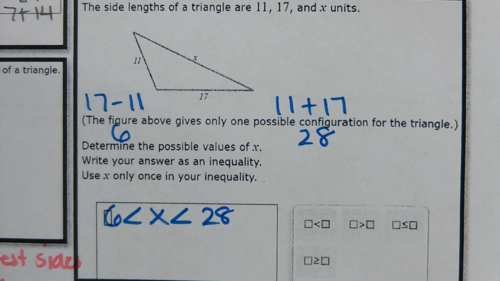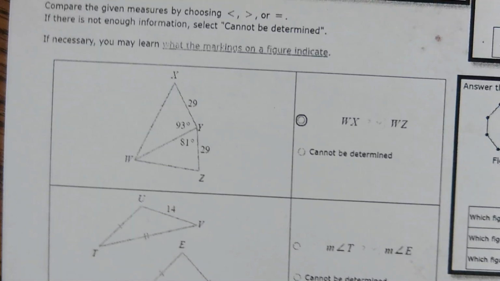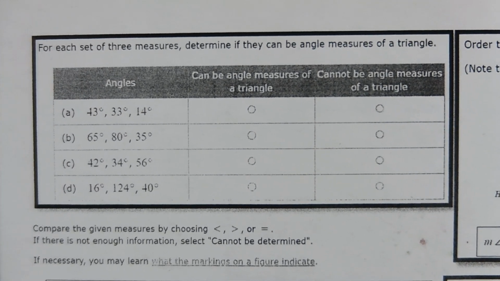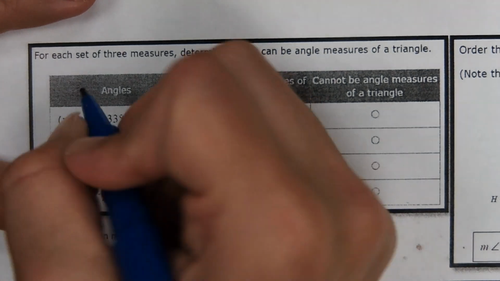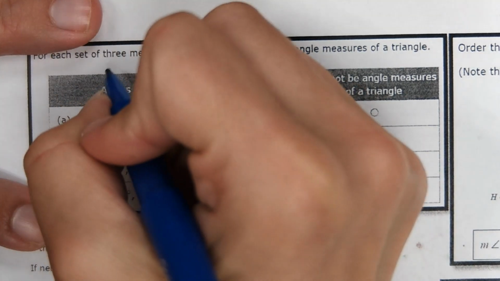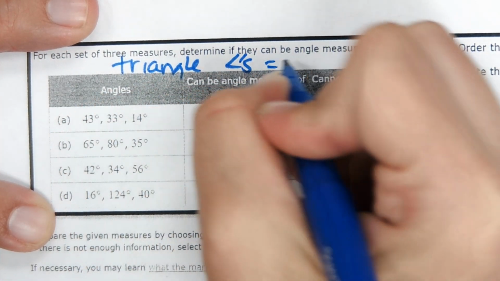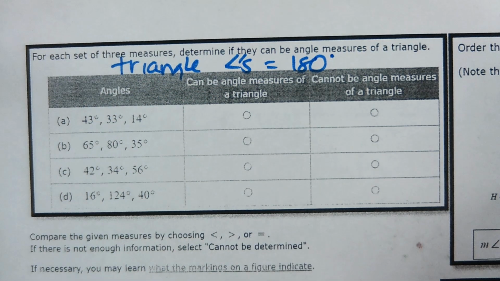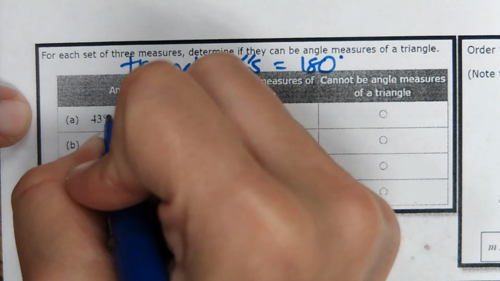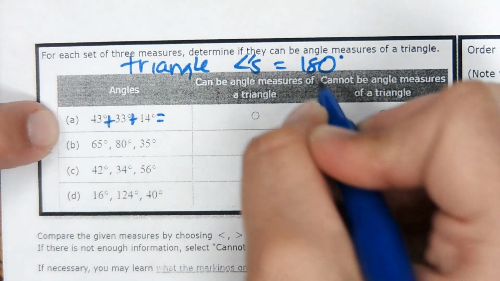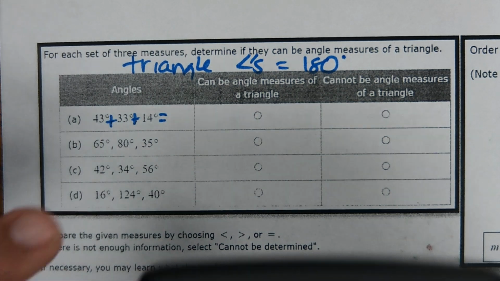Okay, next. At the back. Again, it gets easier as we go. Okay, for each set of three measures, determine if they are a triangle. So these are angle measures of a triangle. Triangle angles have to equal 180 degrees, exactly. So what you're going to do is just using a calculator, you add up these values and see if they equal 180. If they do equal 180, it's a triangle. If they don't, it's not a triangle.